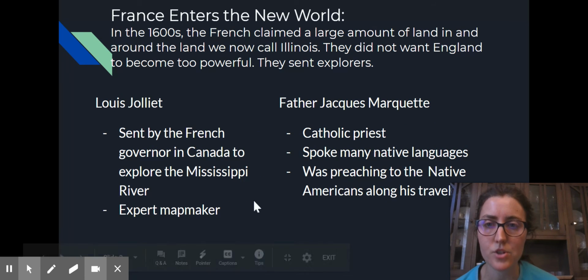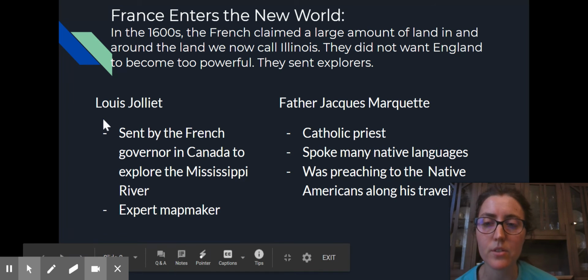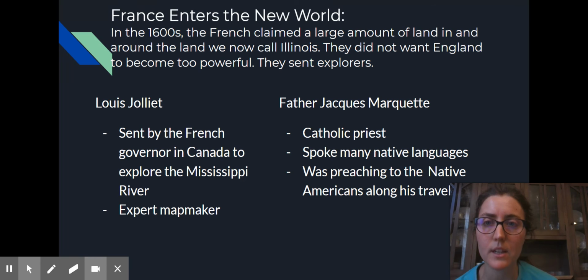And here's another T-chart, but this time I put a big idea up at the top. So France enters the New World. In the 1600s, the French claimed a large amount of land in and around the land we now call Illinois. They did not want England to become too powerful. They sent explorers. So that was kind of the big idea. But then instead of continuing with bullets about Joliet and Marquette, I decided to use another T chart to organize my information so that you could see it really clearly.